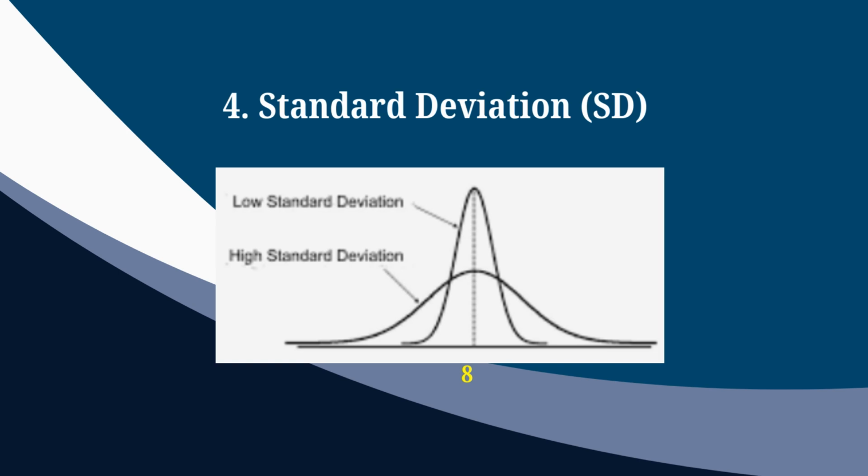One varies between 7.9 and 8.1 hours, and the other fluctuates between 5 and 11 hours. Their mean matches, but their consistency does not. Here, spread tells the real story.